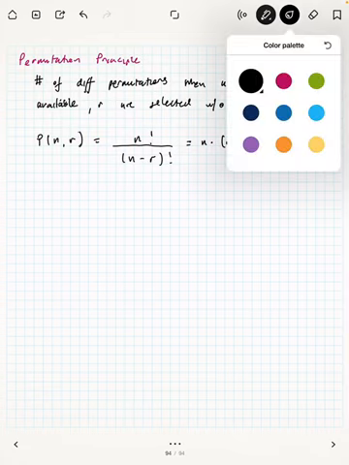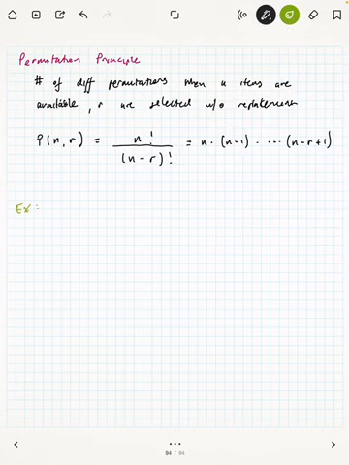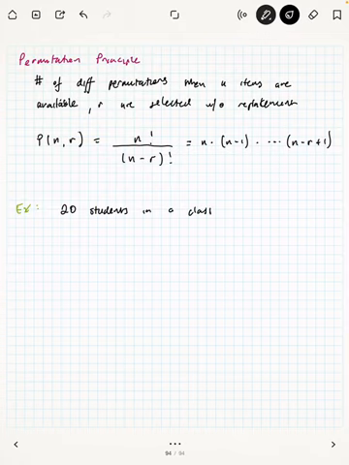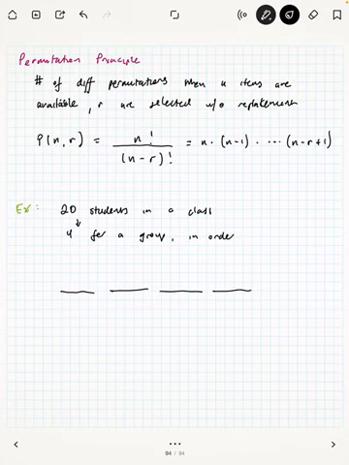So why does this work? Let's think about it concretely. So example, let's say I have 20 students in a class, and I want to select 4 for a group in order. So again, we're talking about random selection without replacement. If we think about it in terms of our previous ideas, we have essentially just 4 spots, right? We're only looking at 4. And for the first spot, we have 20 possibilities, so there's 20 possible students.